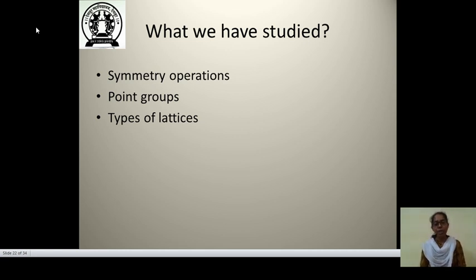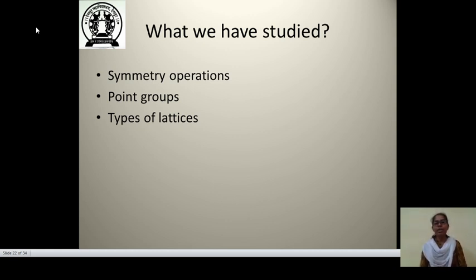After that, point groups. Point groups means the three operations, reflection, rotation, and inversion, are the point group operations. Therefore, the group of these three operations is called the point group operations. In two dimensional, there are 10 point groups, and in three dimensional, there are 32 point groups. And after that, types of lattices.